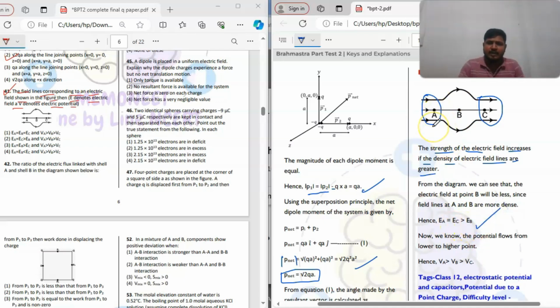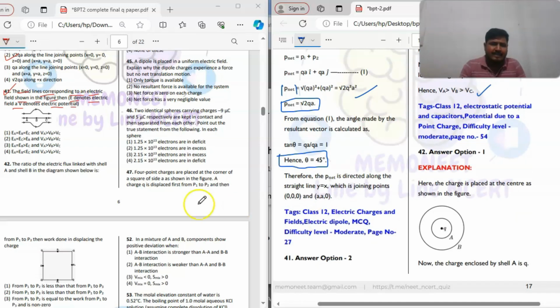Now we know that electric field lines always travel from high potential to low potential. So A has the highest potential, B has a potential less than point A, and C has a potential less than point B. So this is VA greater than VB greater than VC. So our second option is the correct option.